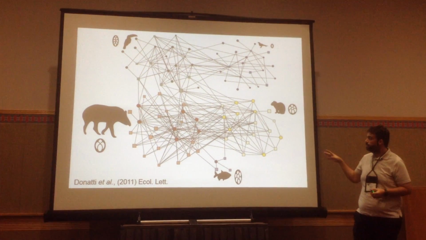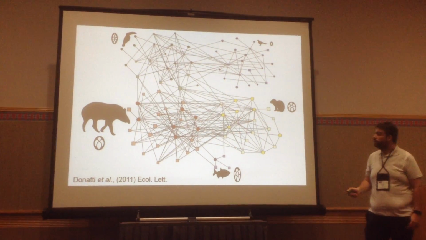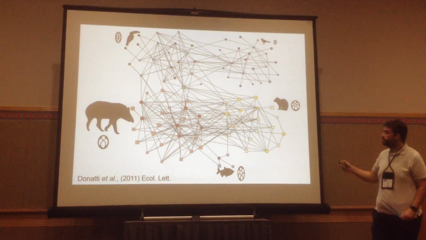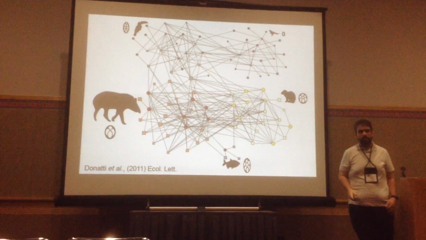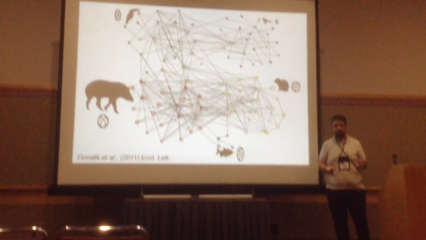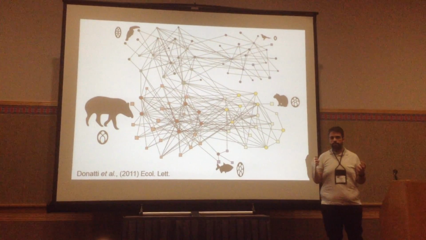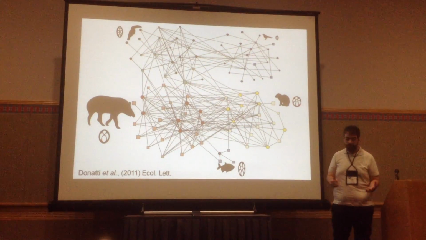For example, this is a frugivory network, a seed dispersal network from Pantanal, where you can see that there are different groups working as seed dispersers, such as birds primarily, but also mammals and even fishes. And this is quite interesting because it provides us with a very broad ecological perspective. So you can study a lot of different species and groups at the same time.